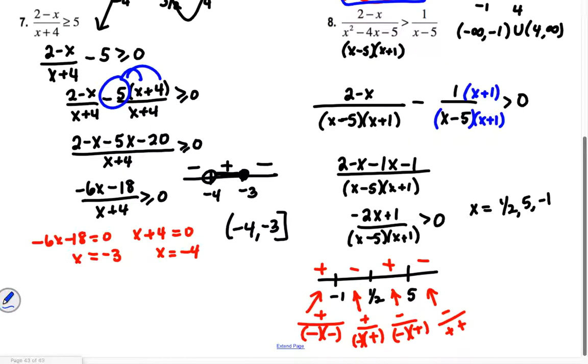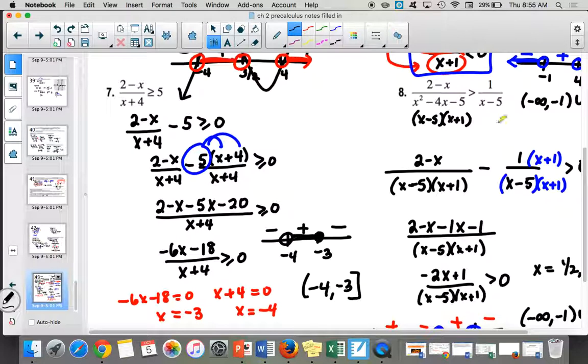So we want where it's greater than 0, so we want all these positives, and we really don't have to worry about the endpoints in this case because there was nothing that was making it equal to 0, right? We're not worried about when it is equal to 0. So your answer should be negative infinity to negative 1, parentheses, union 1/2 to 5, like that. All right. So any questions on that?